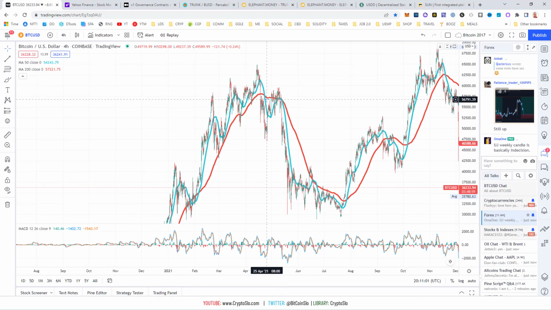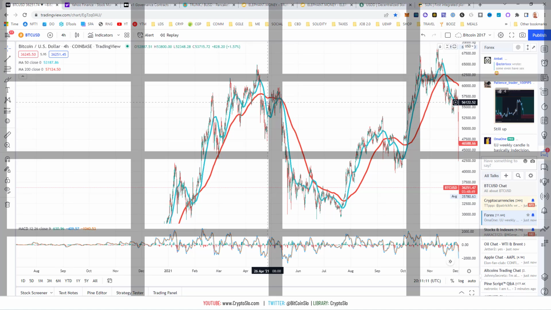Something that people don't talk a lot about with the death cross is you have to factor in the direction of the 50 and the direction of the 200.